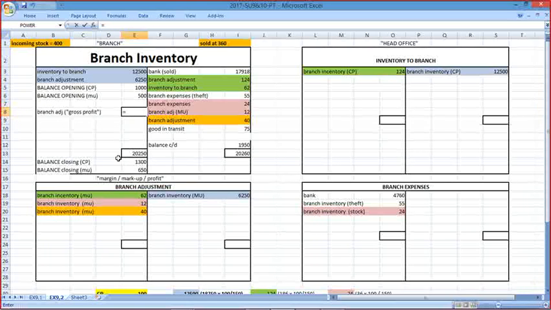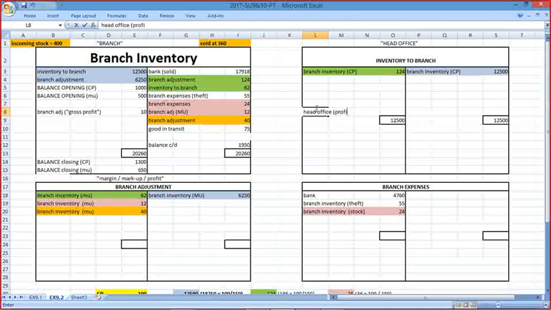Right, so the gross profit here, it's small. It's this minus this, minus this, minus this, minus this, gives me 10. And then those two sides balance. In the other accounts, you would also balance off. So let's balance off inventory to branch. Inventory to branch is going to be a debit or a credit here? A debit. So the balancing figure must be a debit for the head office.